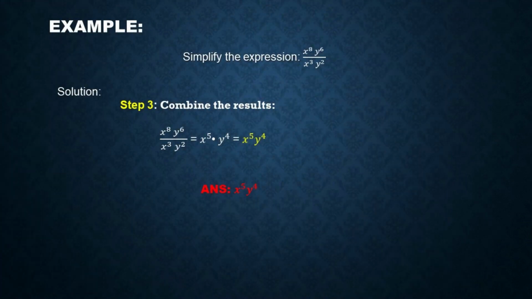Step 3. Combine the results. x raised to 5 multiplied by y raised to 4 will result in the final answer, which is x raised to 5 y raised to 4.